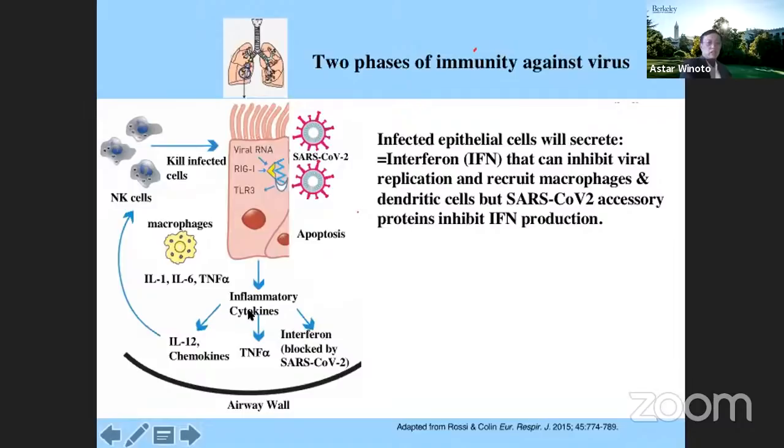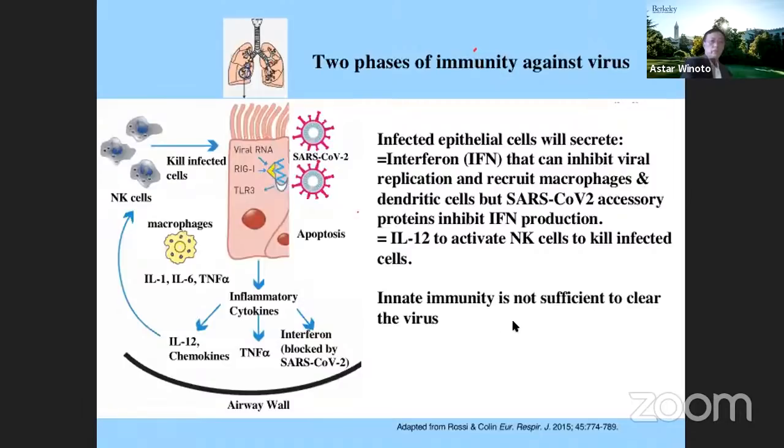So this infected cell will then also secrete other cytokines like TNF-alpha, IL-12, and other chemokines. IL-12 can activate this cell called NK cell, natural killer cell. This natural killer cell will then kill this infected cell to get rid of the virus. So that's the only way to get rid of the virus, is to kill all the infected cells. But that's not enough, okay? Macrophages will also secrete IL-1, IL-6, and TNF-alpha, and all of these work together trying to get rid of the virus that has infected this lung epithelial cell. And this all occurs in the lung, in the airway wall.